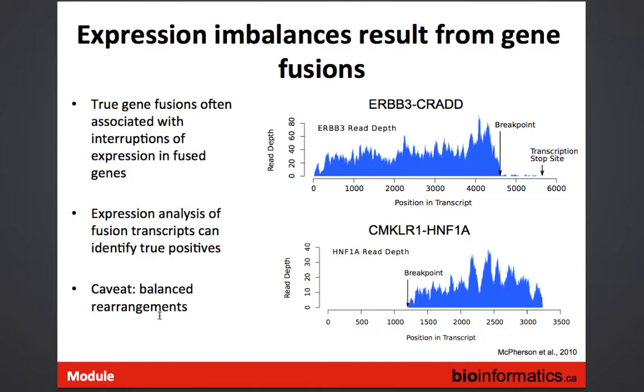The caveat here is, of course, if you have a balanced rearrangement, say you have CMKLR1, HNF1A, and you also have HNF1A, CMLRK1, which does happen. If you have those two fusion transcripts, then there's not really anything. It's unidentifiable where the reads are coming from.